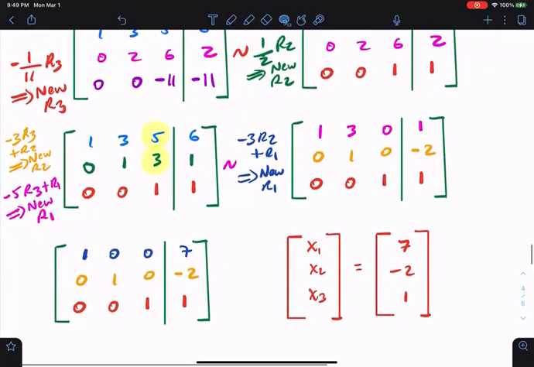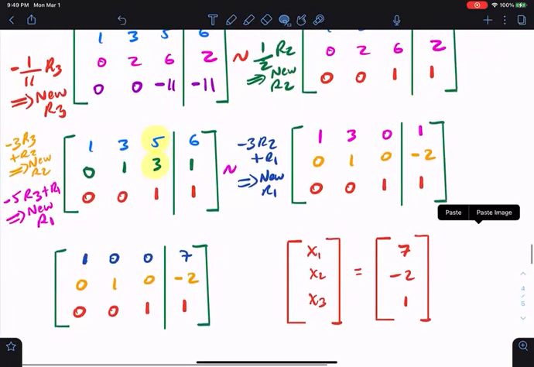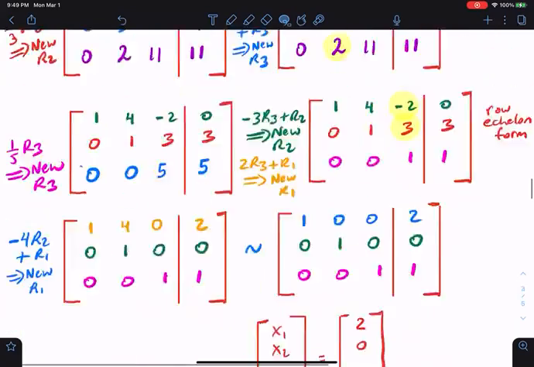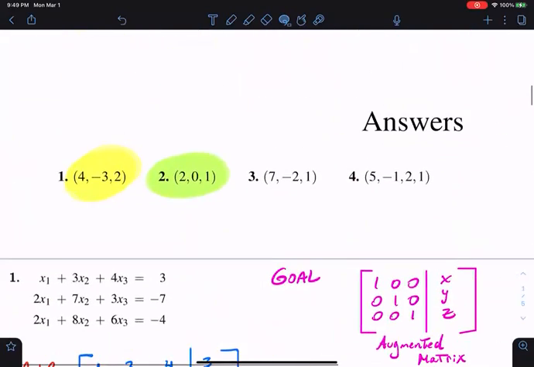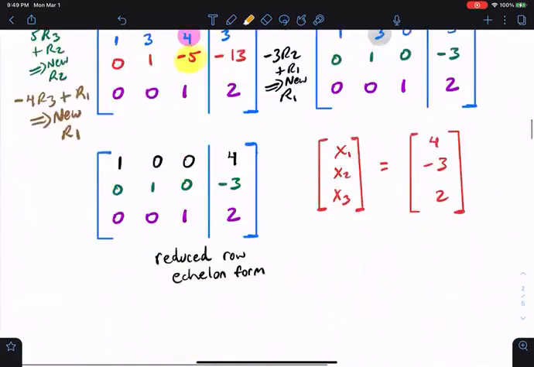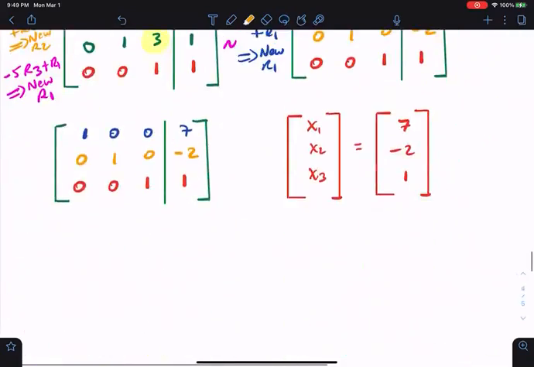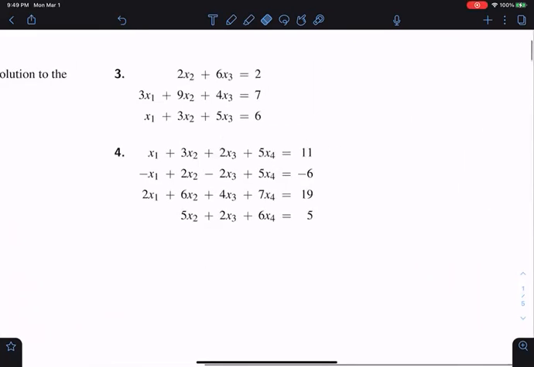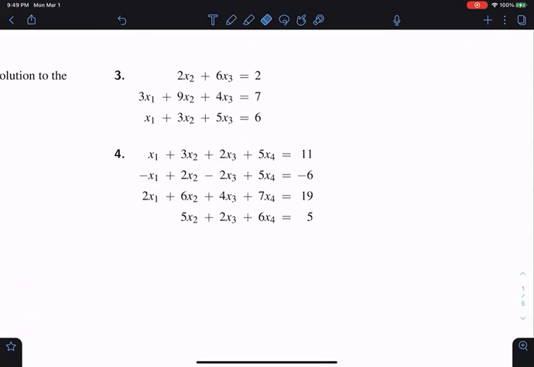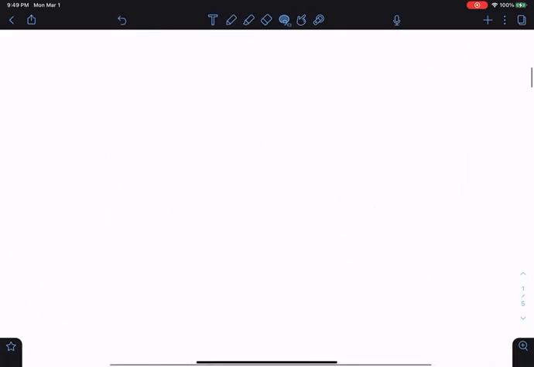Let's do the last one. I hope you understand this. Let's do one more, and let's check the answer too, because I can make mistakes too. So this is the answer for this problem: 7, -2, and 1. Let's check. 7, -2, and 1. So that's correct. Okay, let's do the last one. So this is a killer, right? The last one is a 4x4. But it's the same thing. Don't worry, we're going to get it done.